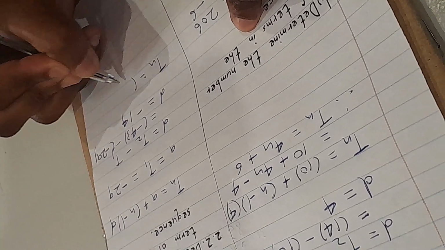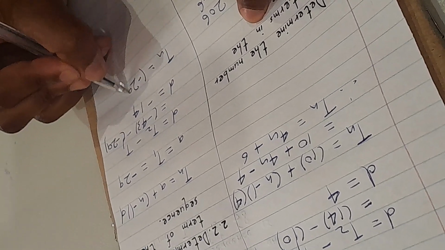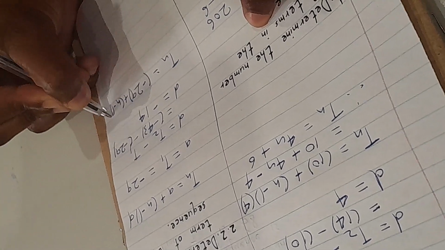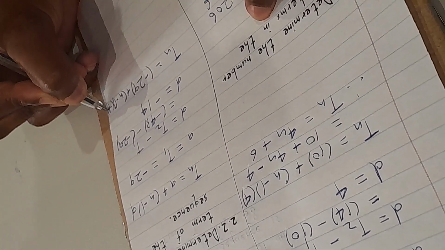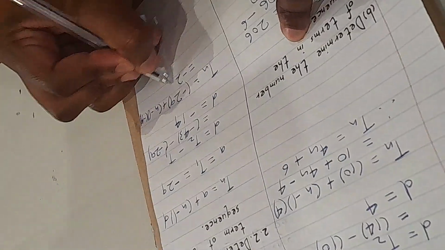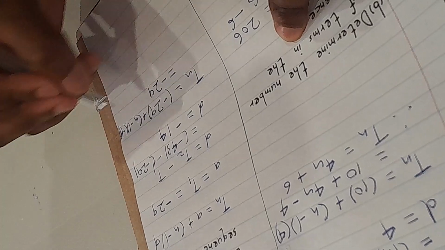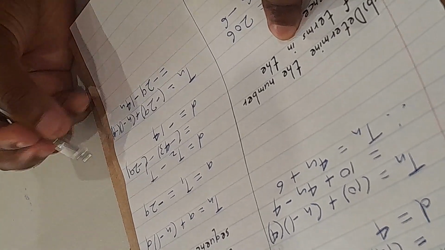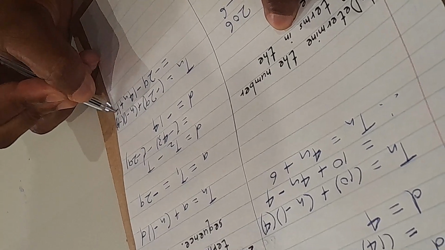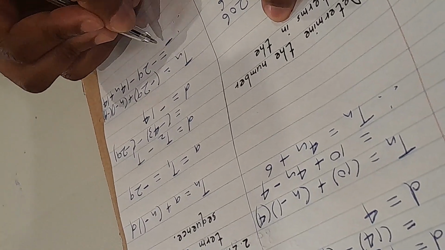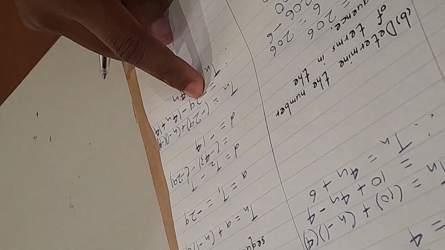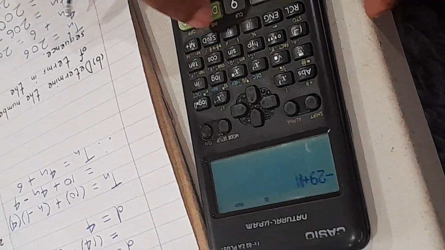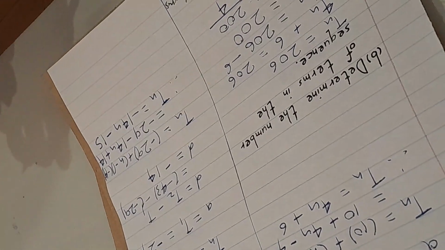Tn is equal to, what is A? Negative 29 plus n minus 1, D is negative 14. So it's going to be negative 29. N times negative 14 is negative 14n. Negative 1 times negative 14 is positive 14. So for the formula for the nth term, Tn is equal to negative 14n, negative 29 plus 14 is negative 15. So Tn is negative 14n minus 15.